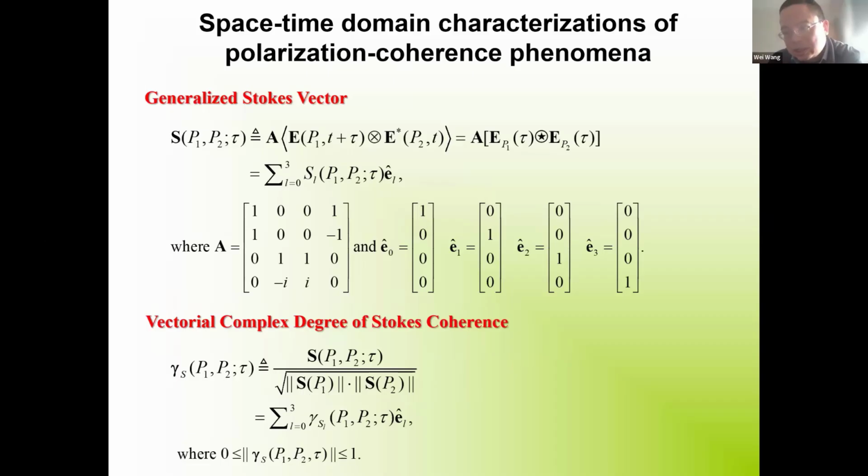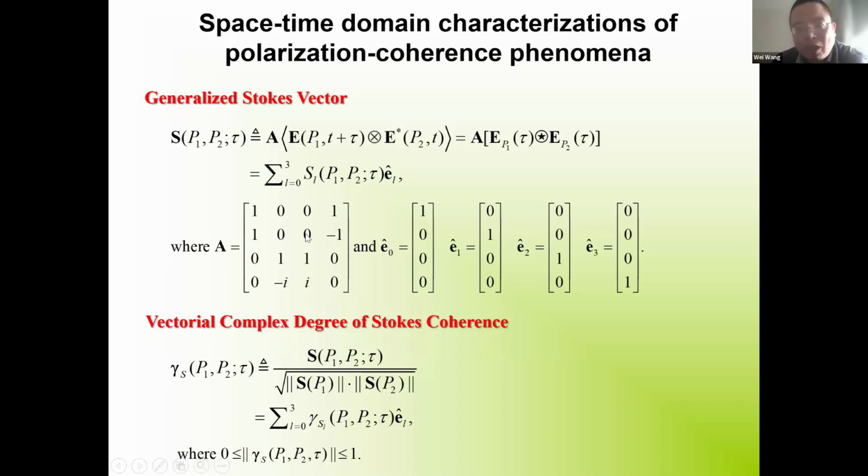Besides the mutual coherence tensor, the generalized Stokes vector is another way to represent the polarization coherence phenomena of light. In this way, we can rewrite the generalized Stokes vector. Once again, here we have the Kronecker product of the 2 electric fields, and this angular bracket represents the time average for infinite time. Here A is the transformation matrix shown here.